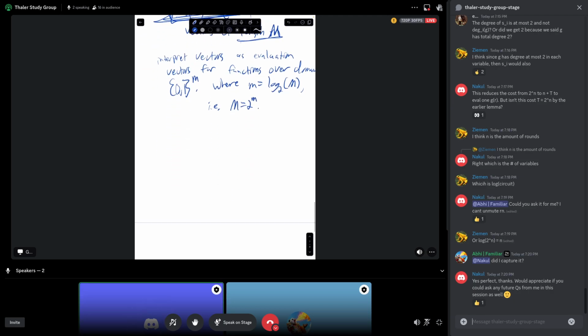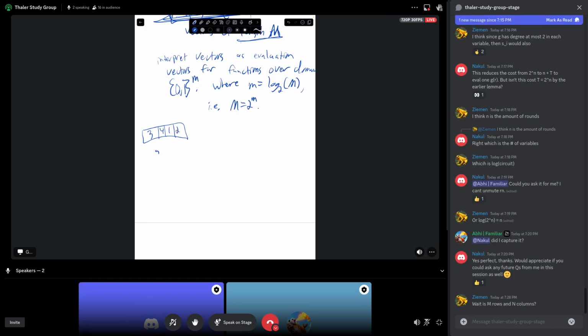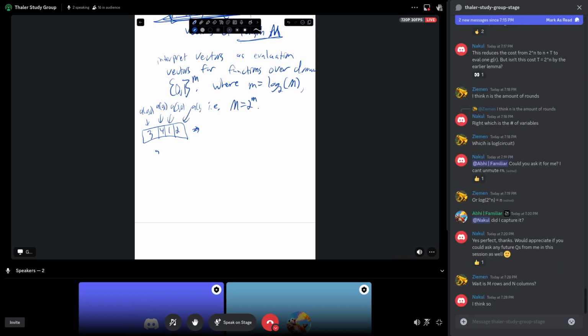Okay, so let me give an example, the smallest example that's sort of meaningful. Let's say a has 4 entries, say 3, 4, 1, 2, and we're going to instead interpret this vector as listing a(0,0), a(0,1), a(1,0), and a(1,1).